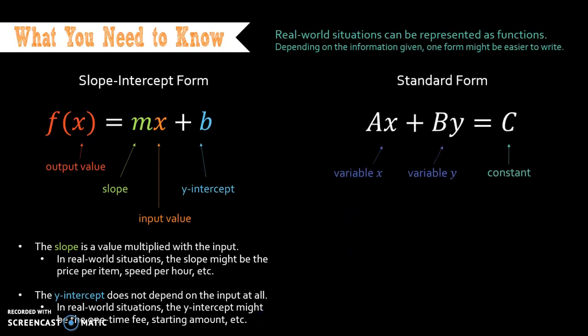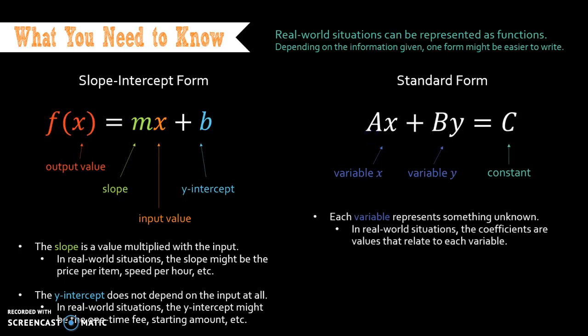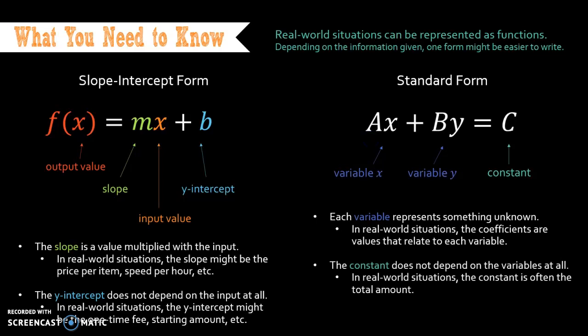Another form that we can look at is standard form. So that's where we have something times our variable x plus something times our variable y equal to a constant value. And in this form, each variable represents something that we don't know. In real-world situations, your coefficients are the values that are directly related to each variable. Your constant does not depend on any variables because it stands by itself. So in real-world situations, your constant is oftentimes your total amount, or something that is just a number by itself. You're not multiplying it or dividing it with anything else.